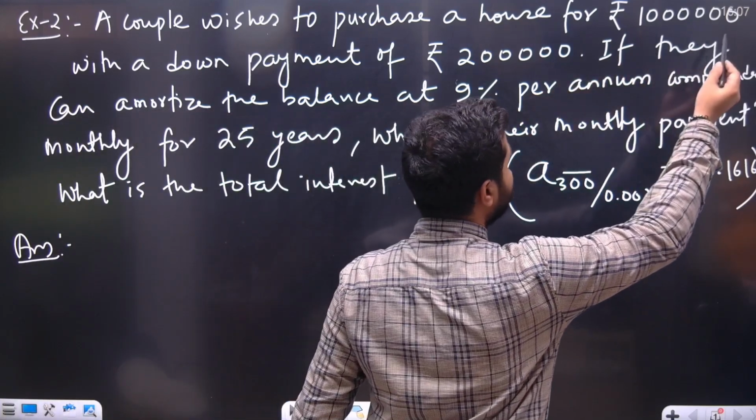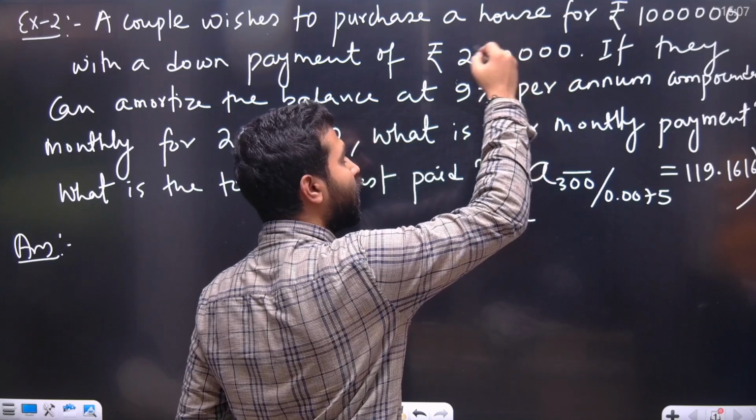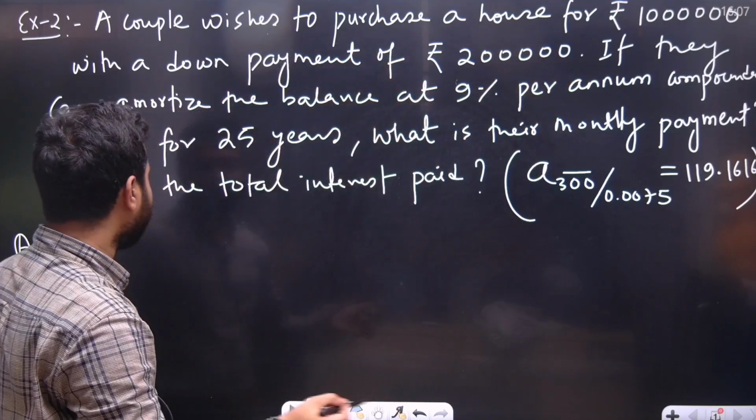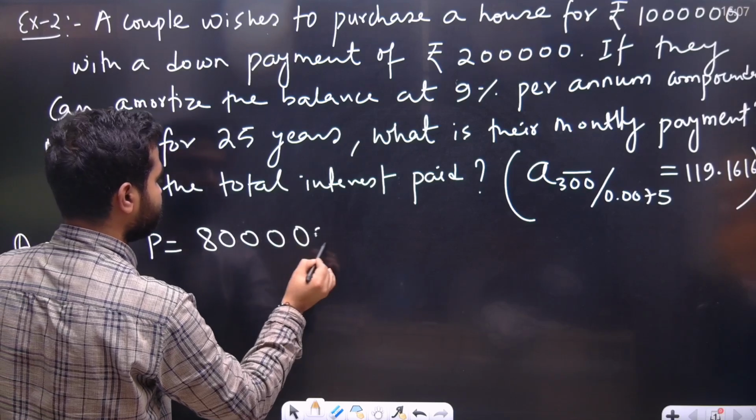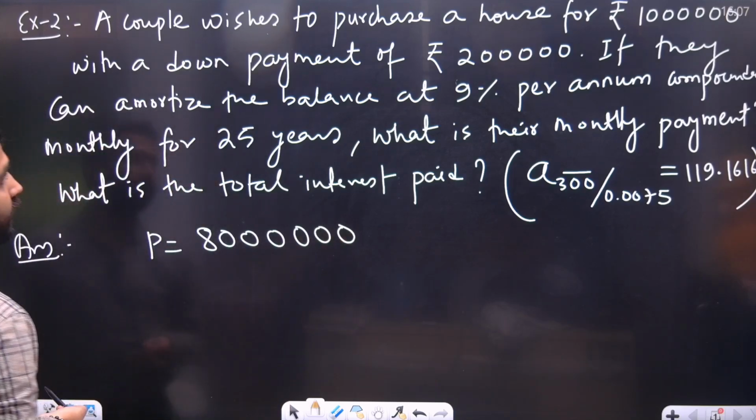This whole 10 lakh they don't have to borrow because they already made a down payment of 2 lakh. So what is the principal borrowed here? It is 8 lakh. Okay, it is 8 lakh.